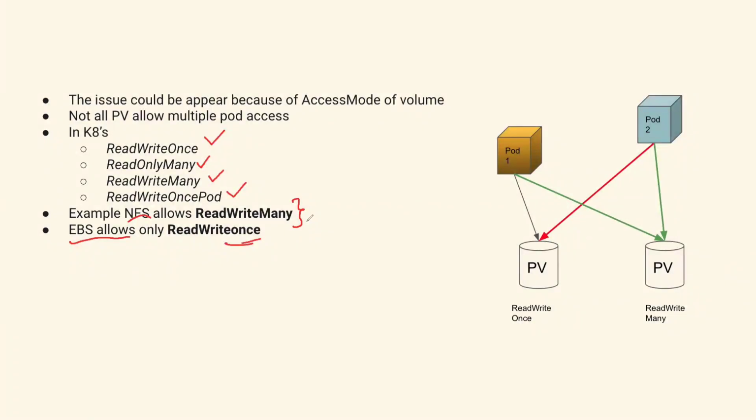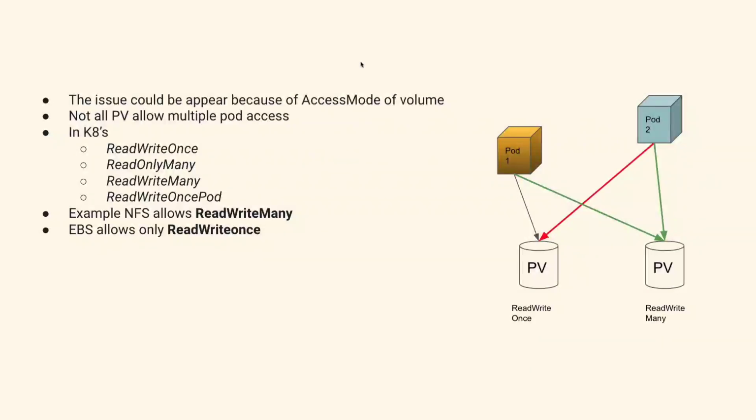So what could be the issue here? The issue here would be that the pod is trying to access a volume that has read-write once, and hence it is giving an access denied error. Then how do we handle this question if it is asked in the interview? The error could be appearing because we might be trying to attach a particular volume which only allows read-write once. Because of this, the pod is having some issues.